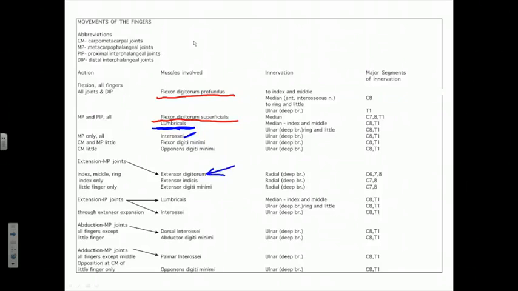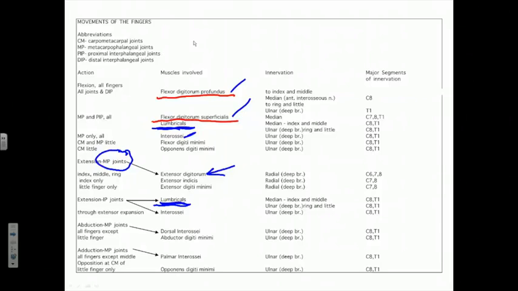So then on the extensor side, the most powerful extensor of the fingers will be a muscle somewhat logically named. It's called the extensor digitorum. But unlike its flexor partners, the extensor digitorum will only be a powerful extensor of the knuckle joints. We're going to need some additional muscles called the lumbricals, which will be the major extensors of the interphalangeal joints. Whereas on the flexor side, these two muscles not only have the capability of flexing at the knuckle joints, depending on the muscle, they will act at the proximal and or distal interphalangeal joints, whereas the extensor digitorum, interestingly enough, will not.